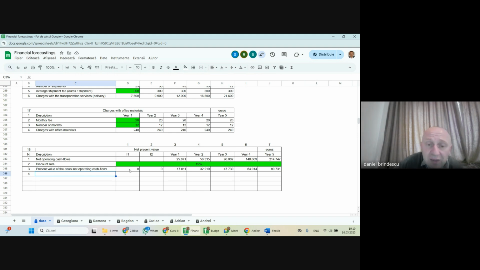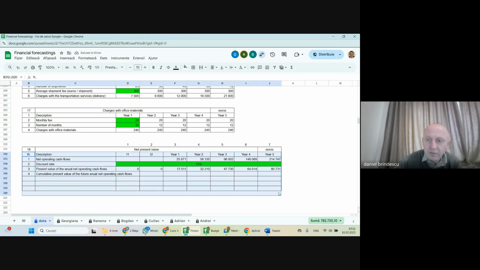let's calculate the entire value of these gains. So I'm going to say cumulative present value, cumulative present value of the future, if you wish, of the forecasted annual net operating cash flows. One moment.